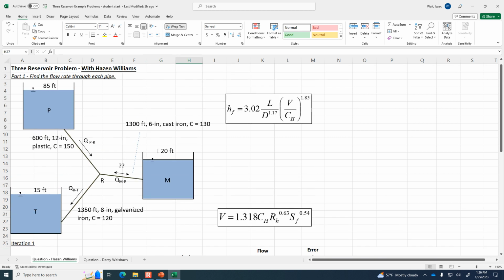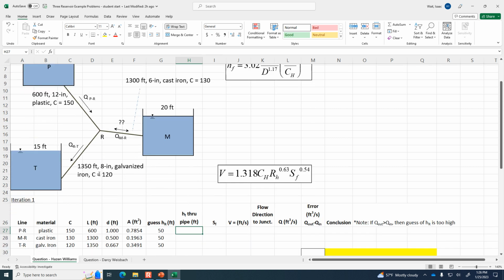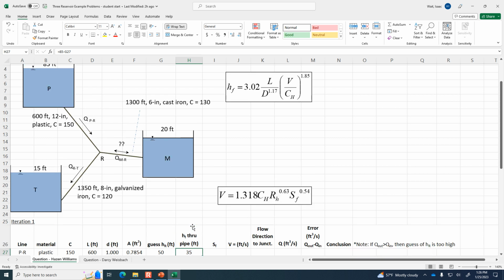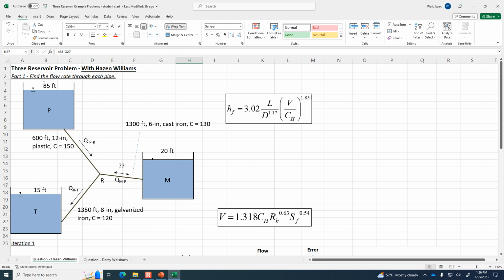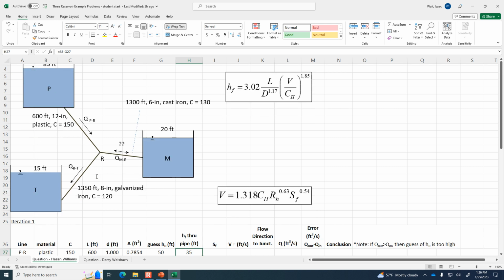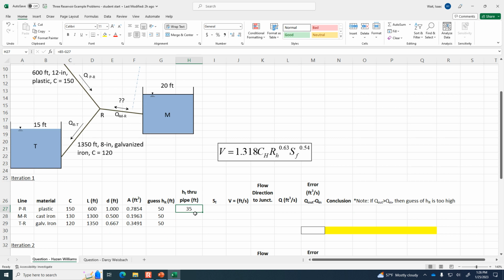So what about head loss? If at P there was 85 feet of head at one end of the pipe, and now there's 50 at R, then the head loss through pipe PR would have to be 85 minus however much head there is at the end. So it was 85 at the beginning of the pipe, and there's 50 feet of head at the outlet of the pipe. So if there's 50 feet of head at R, then that means there was 35 feet of head loss through this pipe because it started at 85 and it ended at 50. So therefore it's 35.